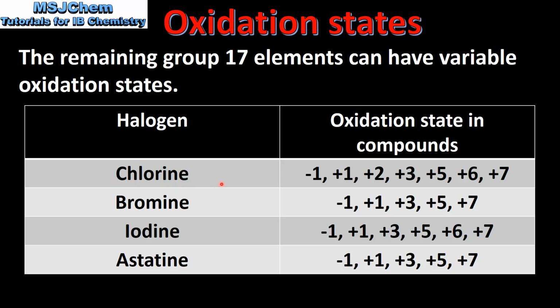So chlorine can have an oxidation state in compounds of -1 to +7. Bromine can have oxidation states in compounds of -1, +1, +3, +5, and +7. For iodine, it can be -1, +1, +3, +5, +6, and +7. And for astatine, we have -1, +1, +3, +5, and +7.